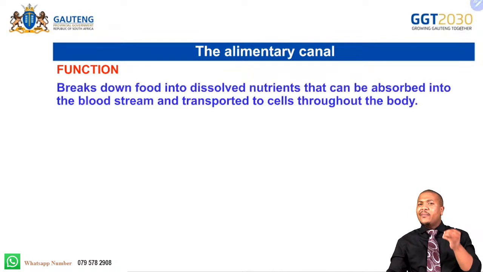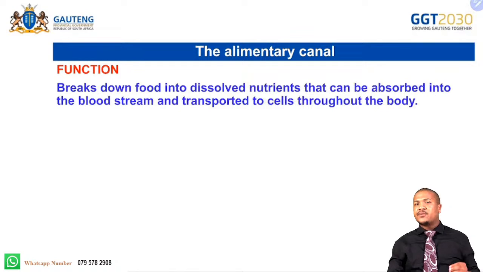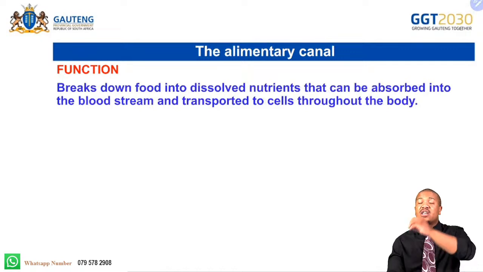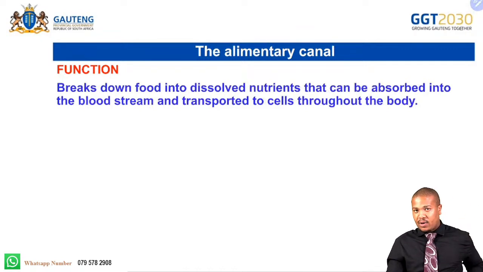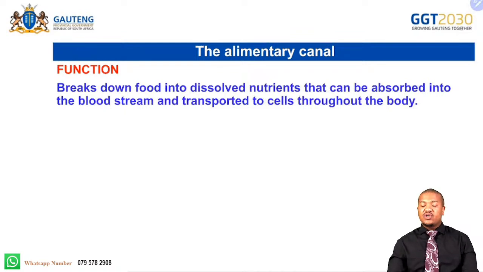As I've said, the alimentary canal as a whole is there to break down food into dissolved nutrients that can be absorbed into the bloodstream, right? So that the bloodstream can transport all these nutrients throughout each and every cell in our bodies. Are we okay? So the main function is to break down food into dissolved nutrients that can be absorbed into the bloodstream and transported to cells throughout the body, right?